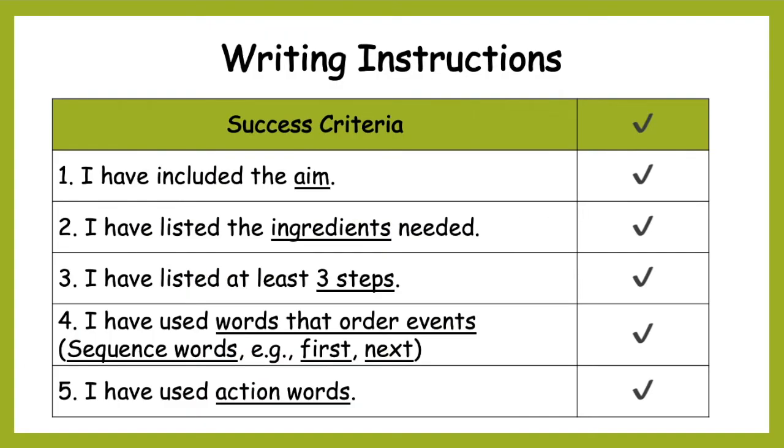Putting it into a table, this writer remembered to include all 5 elements important to writing instructions. And now it is your turn. Remember to use this checklist when writing your own set of instructions. Remember to include the aim, the ingredients needed, at least 3 steps, sequence words and action words when writing your own set of instructions. And that is the end of this segment on how to write instructions.